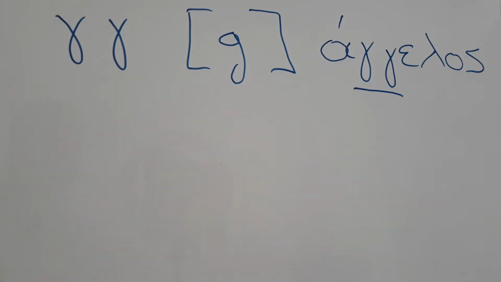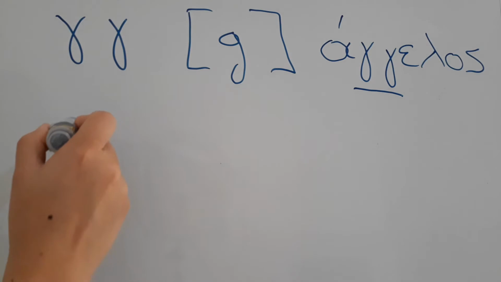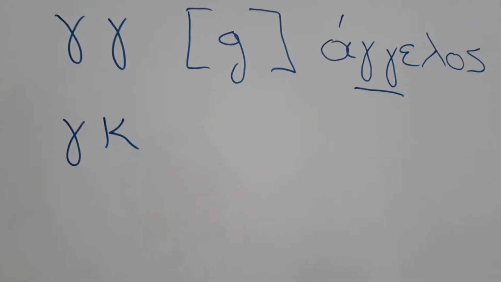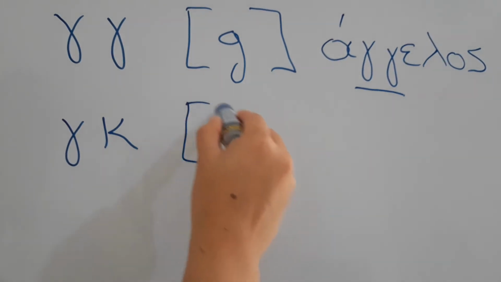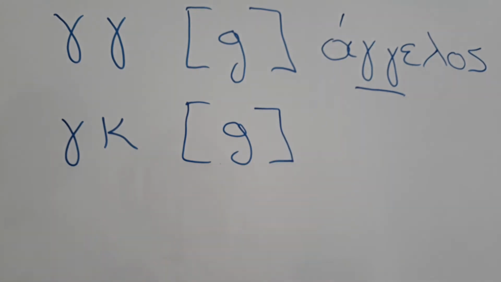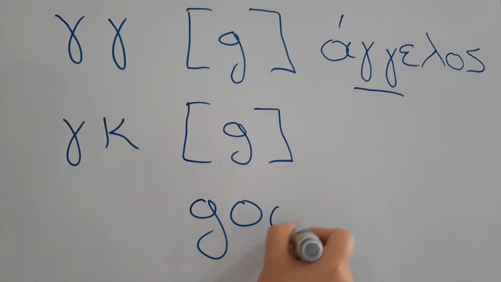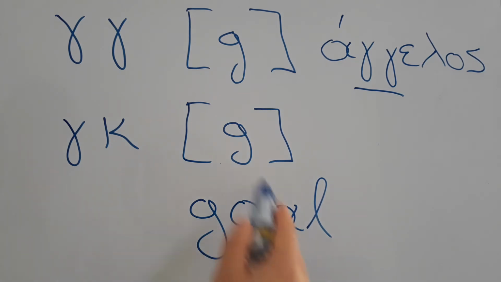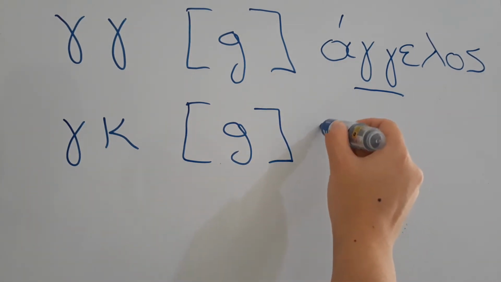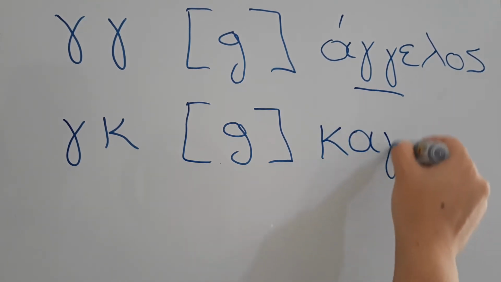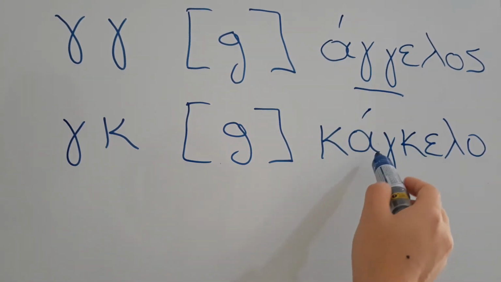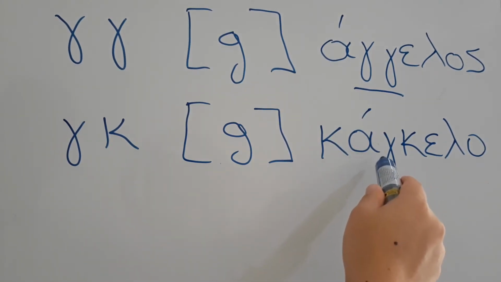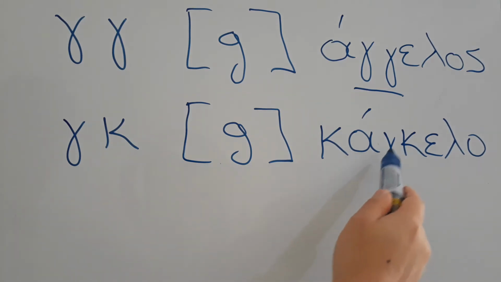The next one that has the same sound as this one is G. It consists of gamma and kappa. The sound is the same, G, like you say goal in English. Goal, G. The Greek word kangelo. Also there is an N sound before this G sound, kangelo, kangelo.